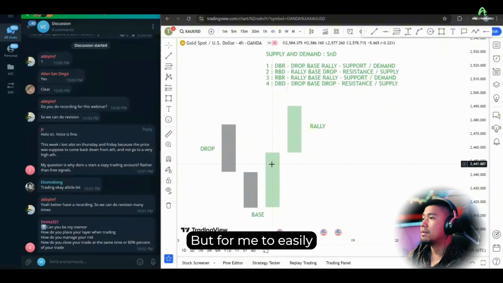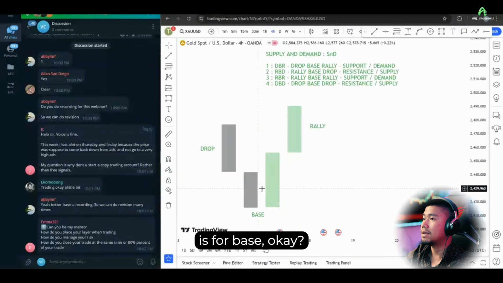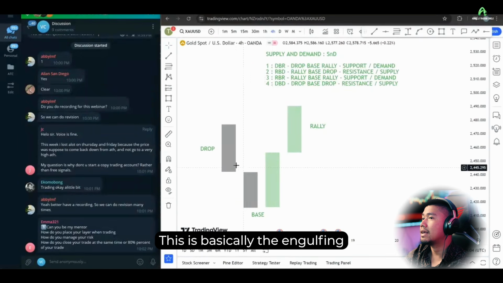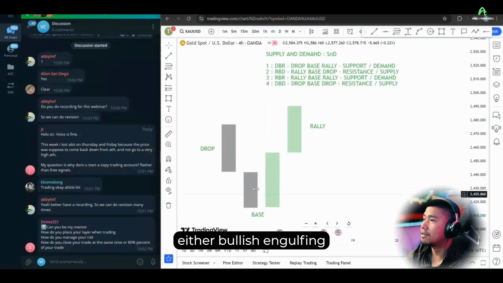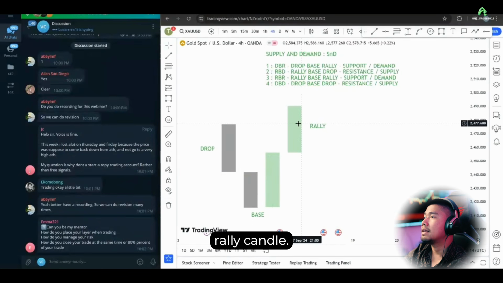But for me to easily understand this theory, I'm going to use this method, which is 3 candles and 1 candle. The second candle is for base, which is these two. These two are basically my 1 candle. That is my understanding, because this is basically engulfing, either bullish engulfing or bearish engulfing. This is drop, this is base. The third candle will be your rally candle.